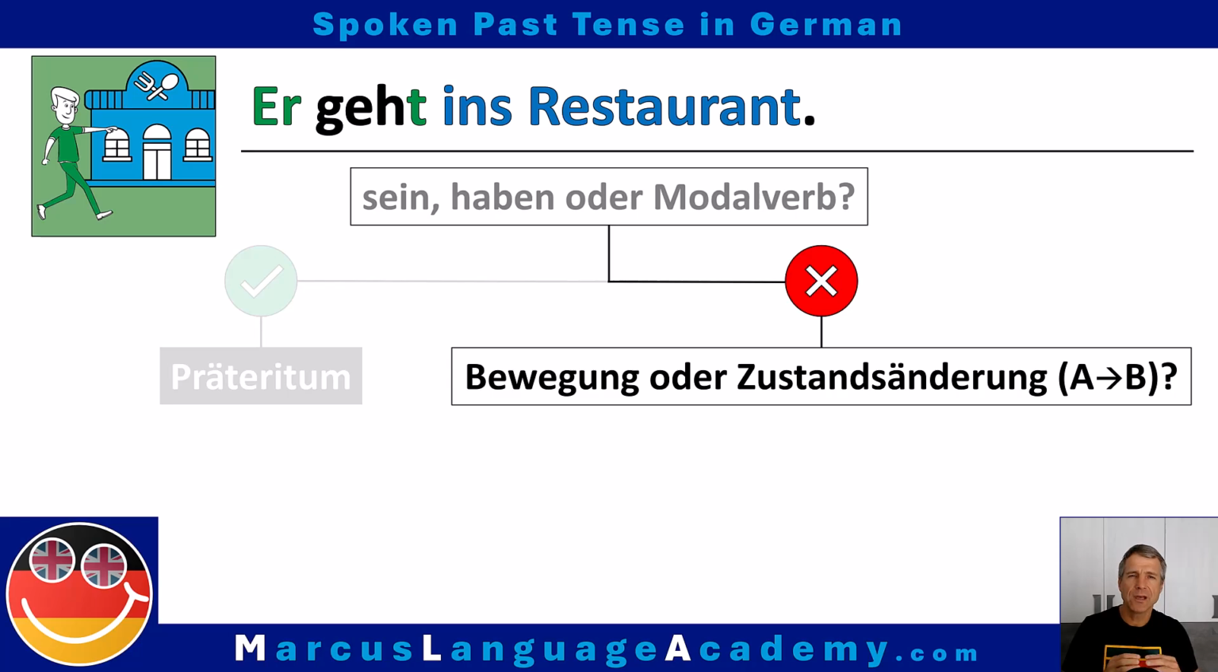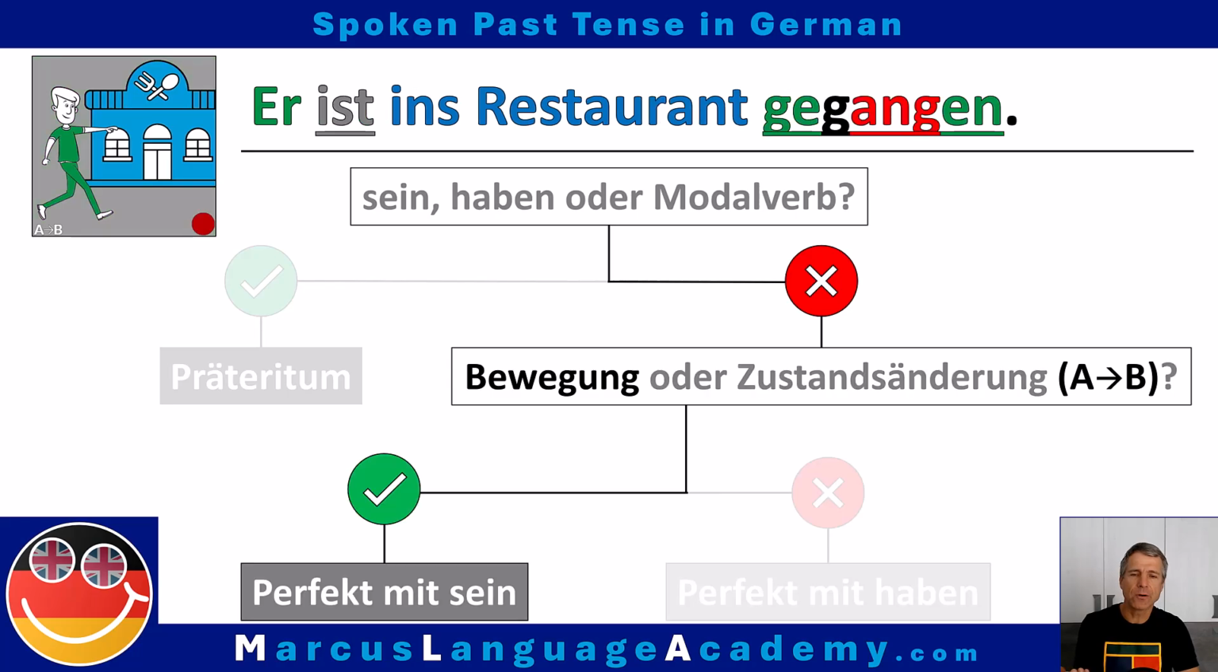Zustandsänderung would be change of state. No? I would say Bewegung, no? Or Zustandsänderung, it's an A-B situation, because if I displace myself, I go from A to B. If I have a change of state, I change from A to B as well. Okay? In this case, gehen, yes, it would be Bewegung, no? It would be movement or displacement.